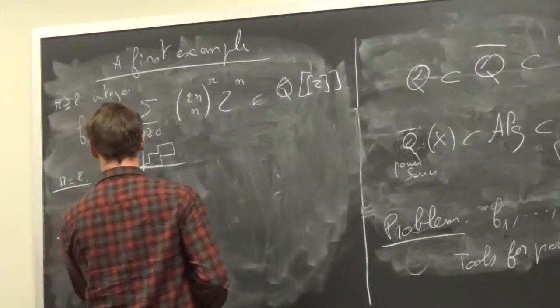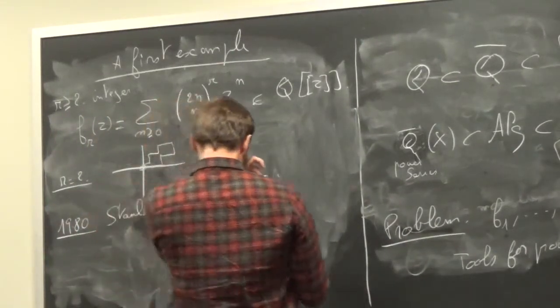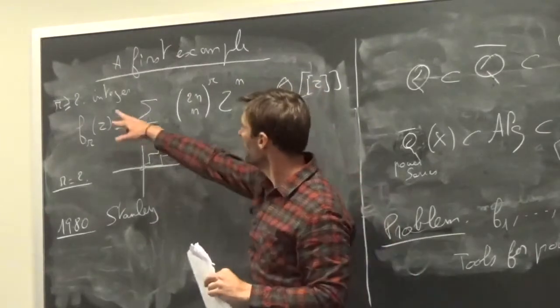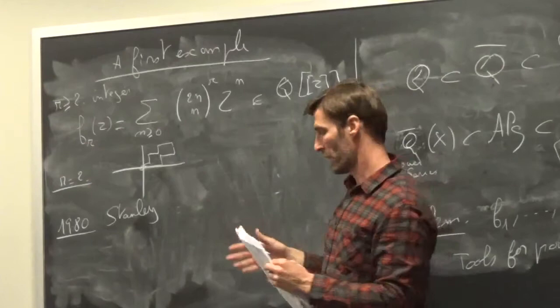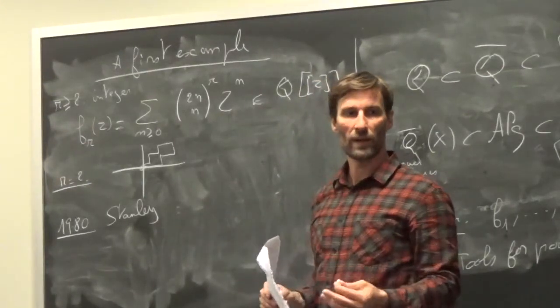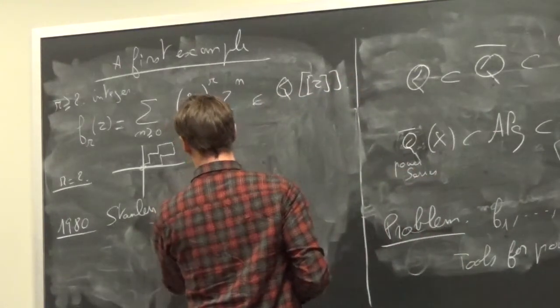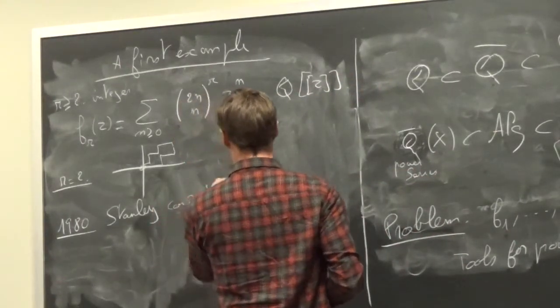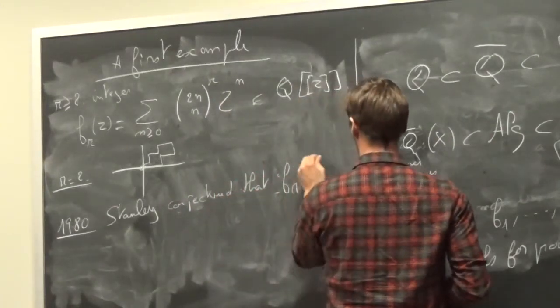In 1980, Stanley asked a question. For r equal 1, we get an algebraic series. It's just the square root of 1 minus 4z. But when r is larger than 1, Stanley conjectured that F_r is transcendental.